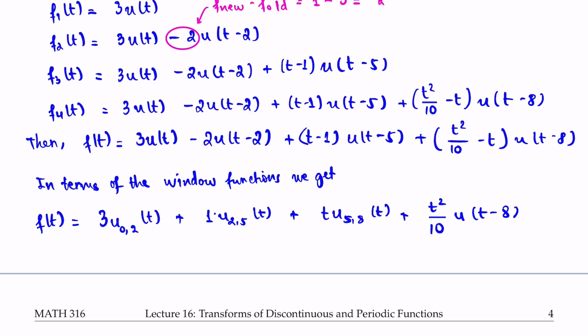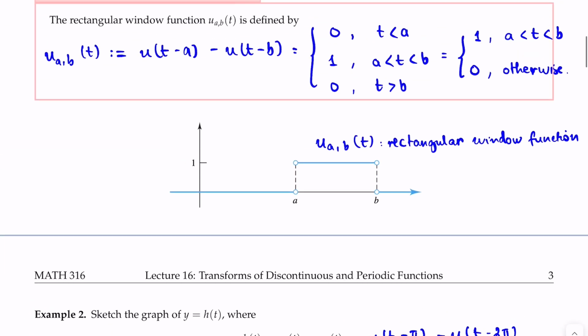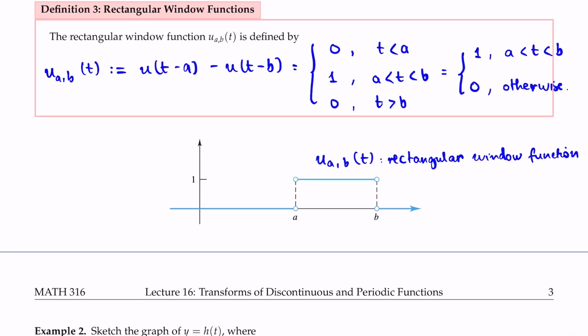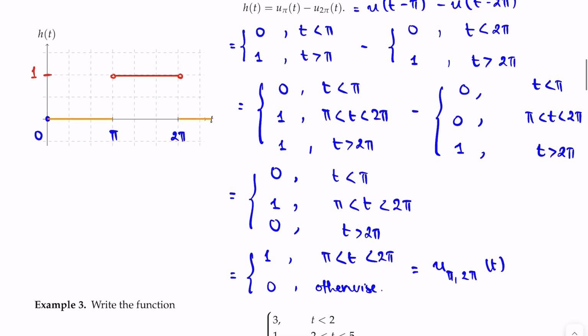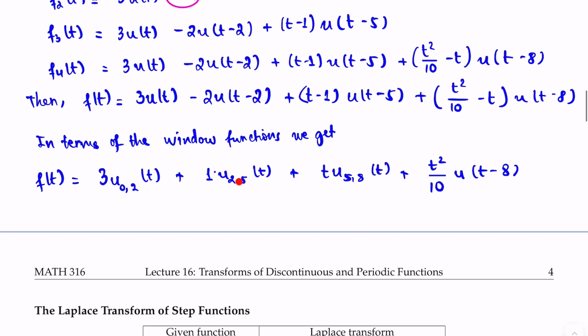Yeah, not too bad. Okay. Now you can go back and forth between these two functions, between window functions and the shifted unit step functions. Remember the formula for the rectangular window function is u(t minus a) minus u(t minus b). If you expand this window function and combine like terms, you should be able to go back to the functions you get in terms of the shifted unit step function.